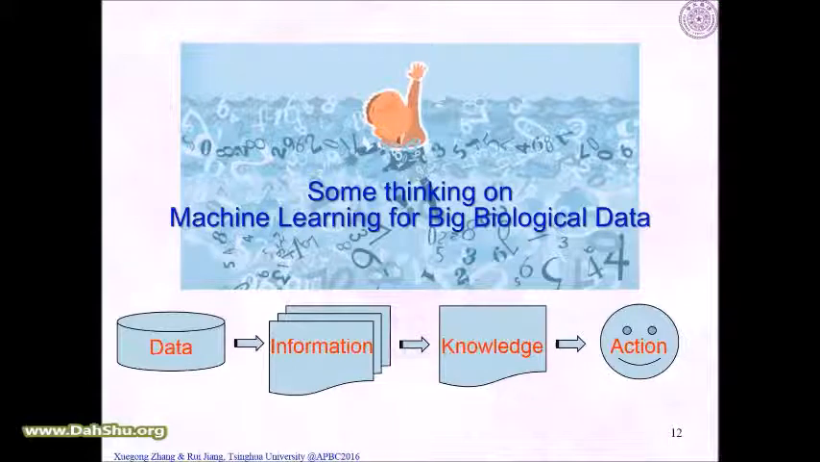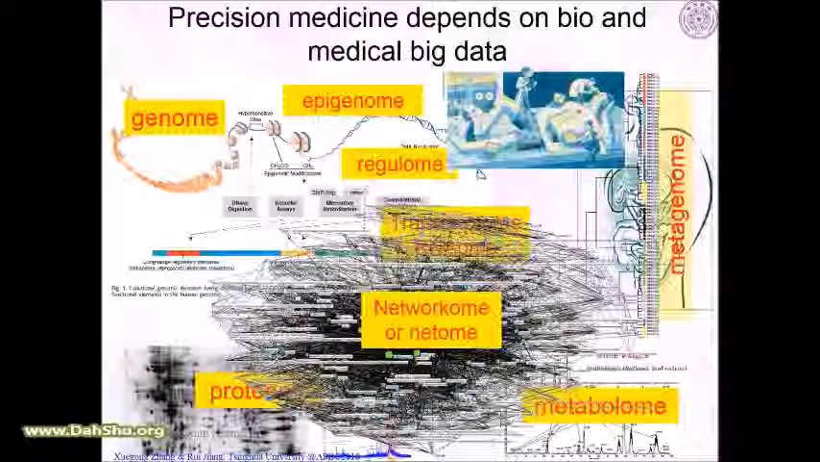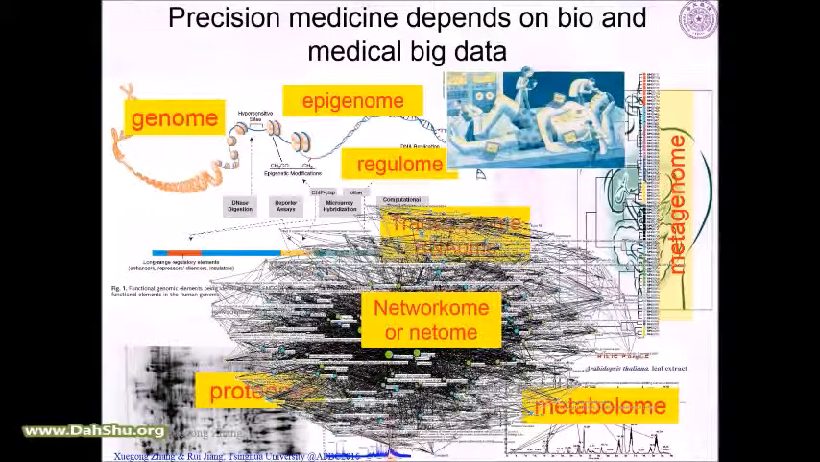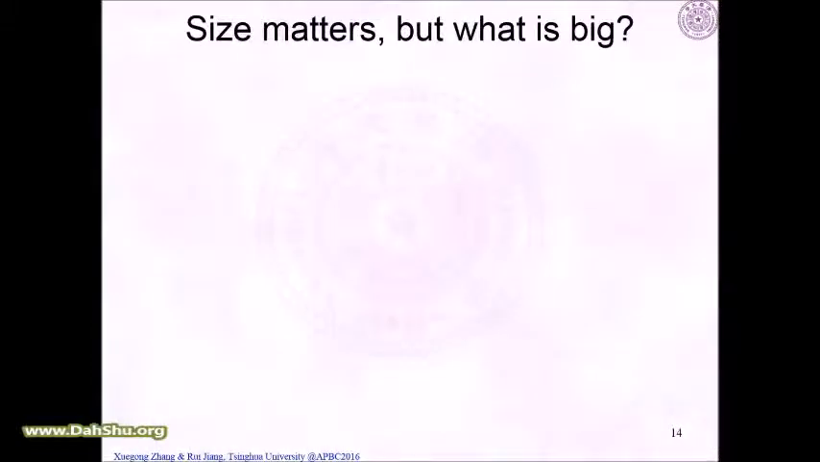So I think we are running really late. So I have some thinking about machine learning on big biological data. So really, we have really big data, right? But what is big in our data?